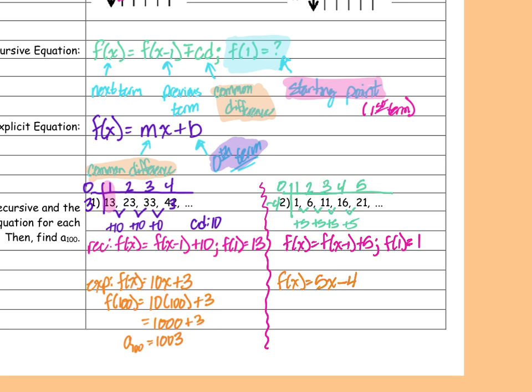And then I'm going to find, what am I going to find? Oh, f of 100 equals 5 times 100 minus 4. 5 times 100 is 500 minus 4. So a sub 100 is going to be 496. Is that what it is? 496. Yeah, that's it. 496.